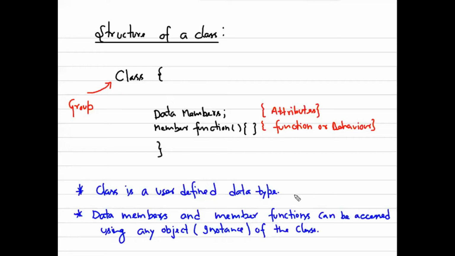instance of the class. So as I said earlier, to access the data member or the attributes, or the functionality written inside the class, what we need to do is create an object of this class. The instance of the class can only access the data member and the member functions.